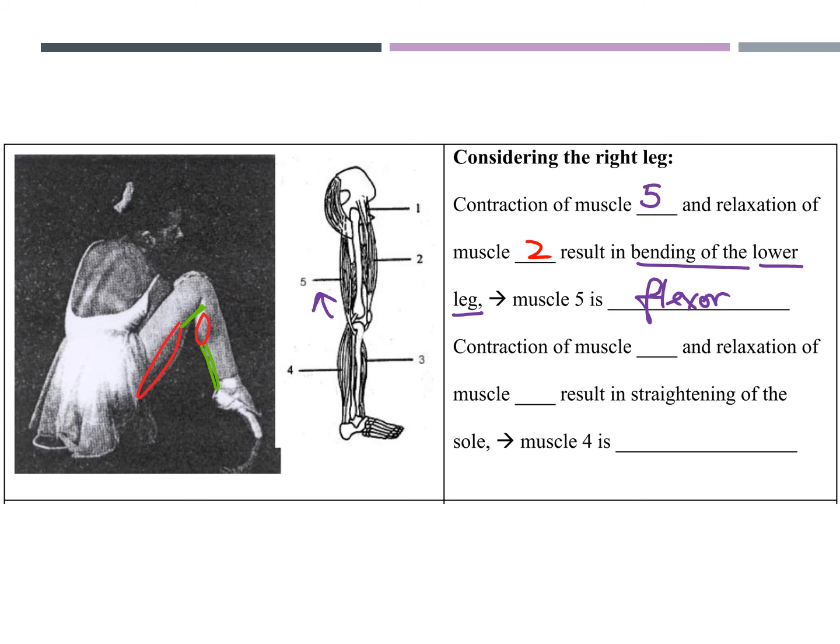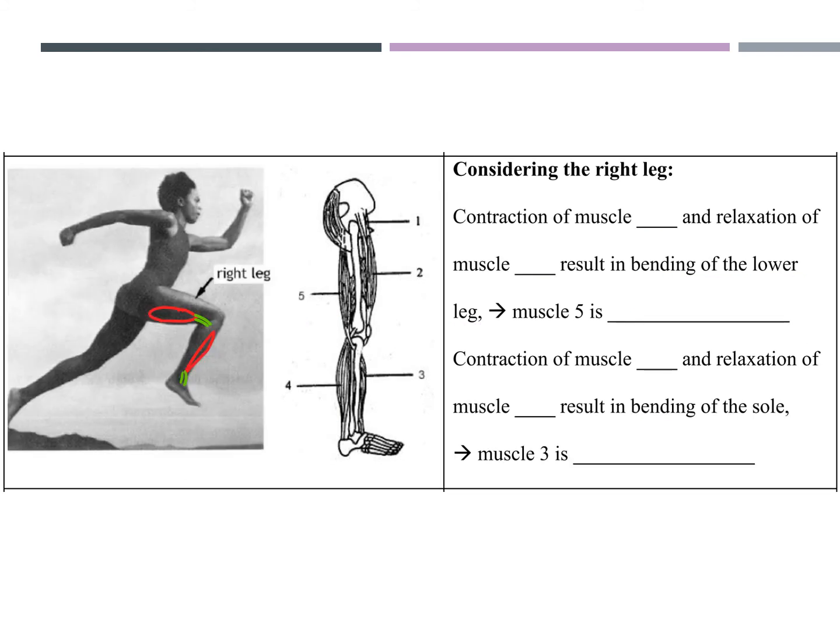If the girl would like to straighten her foot, which muscles should contract? She should contract her muscle 4 so that it helps to straighten her foot. So contraction of muscle 4. Muscle 4 must be an extensor. While for muscle 3, it will relax. Which muscles should contract or relax when she is maintaining the posture on the left?